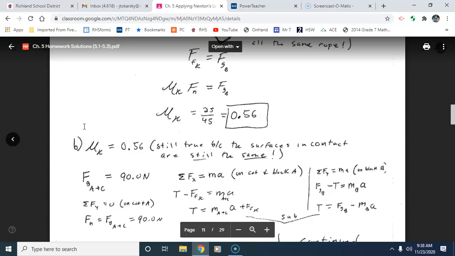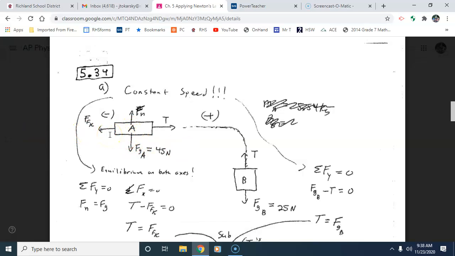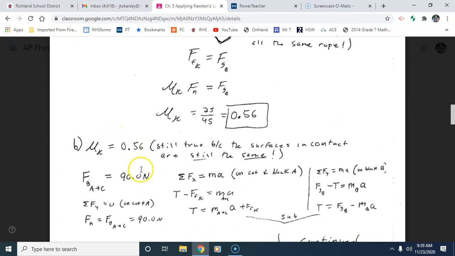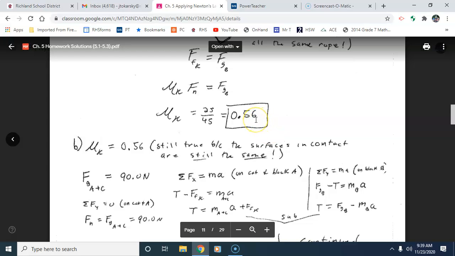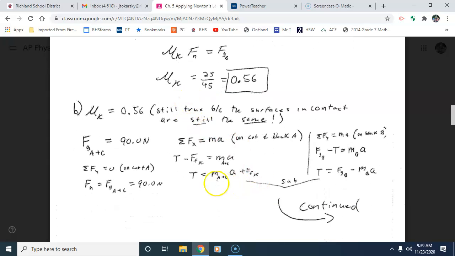Why? Because we got to remember the concept of mu. Mu is the texture, roughness, or smoothness between the two surfaces, right? If the cat jumps on top of this block, that doesn't change the two surfaces in contact, does it? The bottom of this block is still sliding on the surface the same. So that means we're allowed to use 0.56 in this. So we had to get part A right to get part B right. All right? And that also changes another thing.